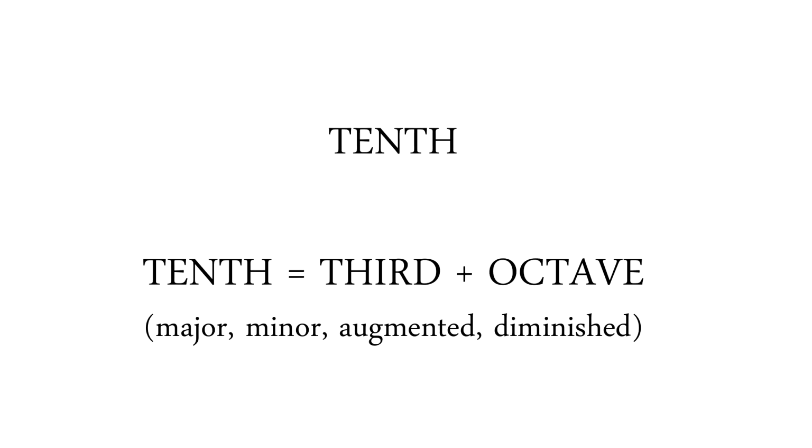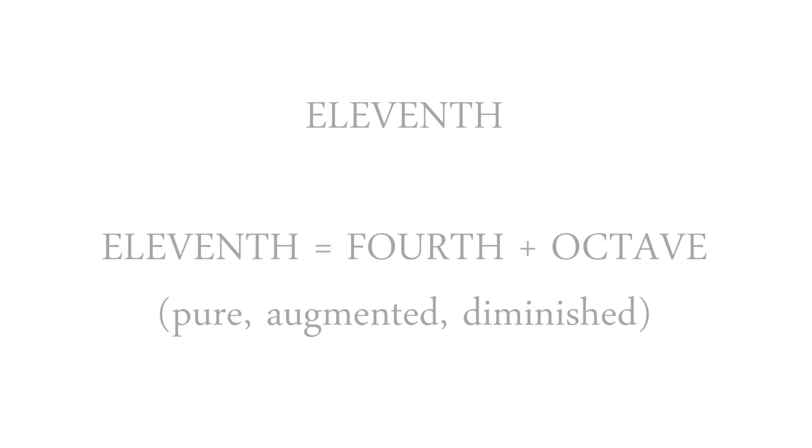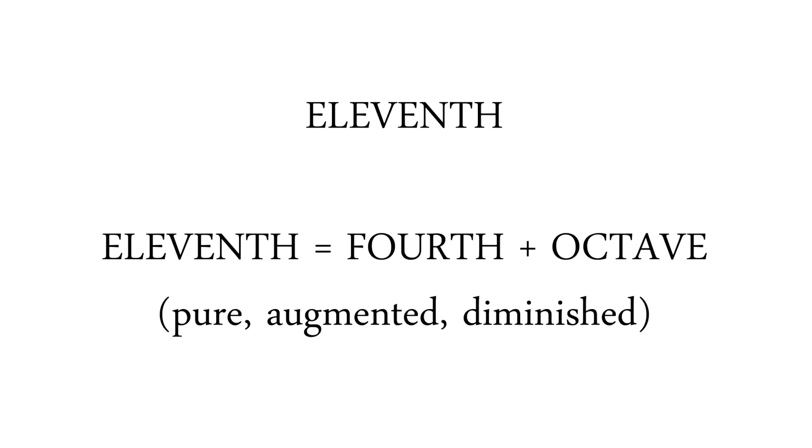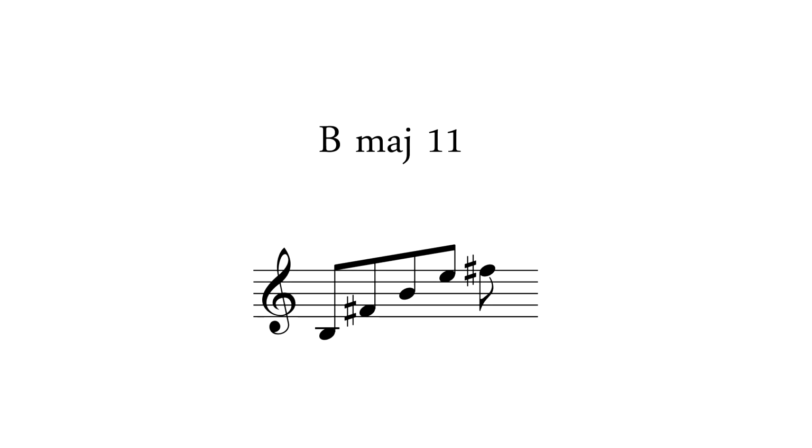The tenth. The tenth is a third plus an octave, and it also can be major, minor, augmented or diminished. The 11th is a fourth plus an octave, and as well it can be pure, augmented or diminished. This is a B major chord with the 11th, E.